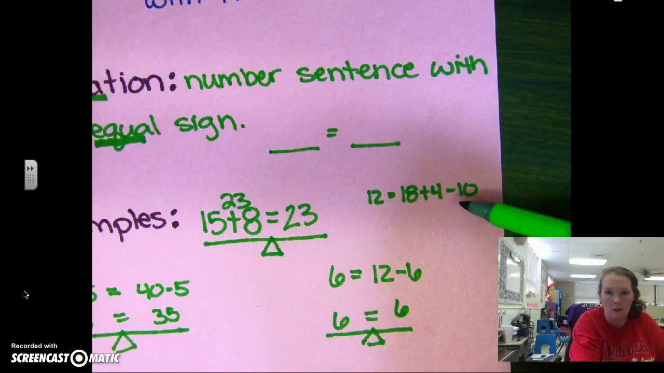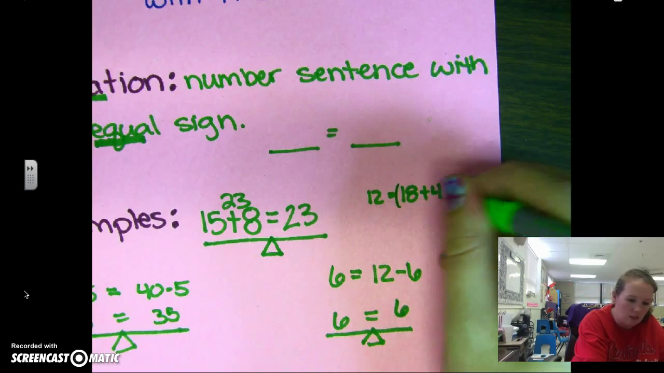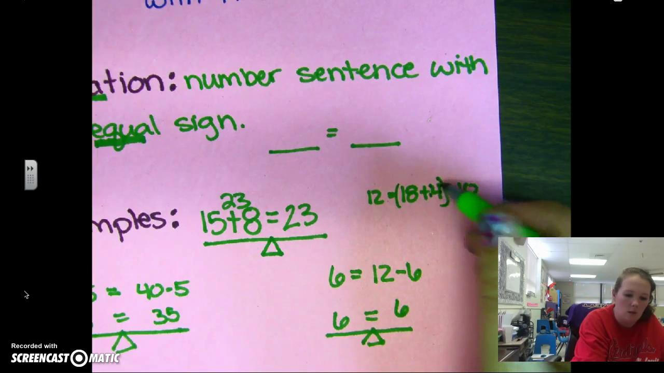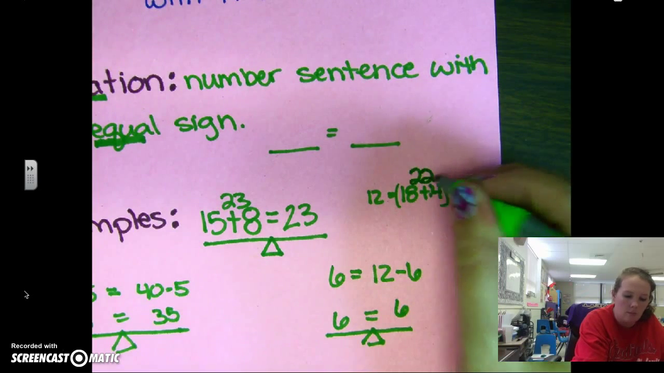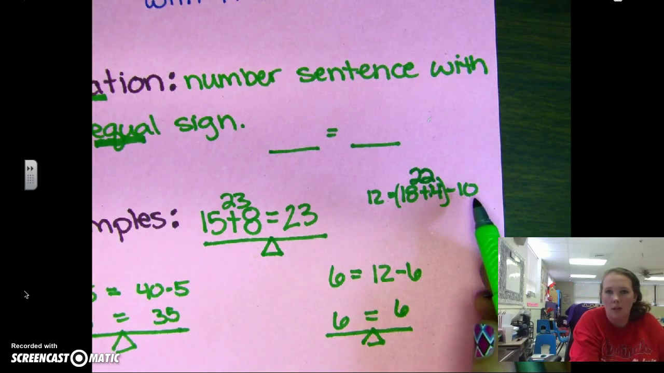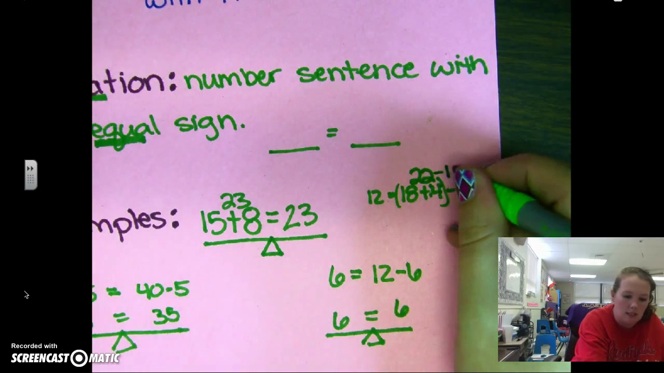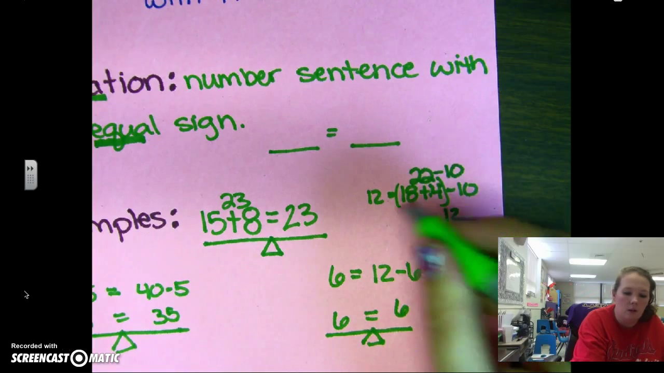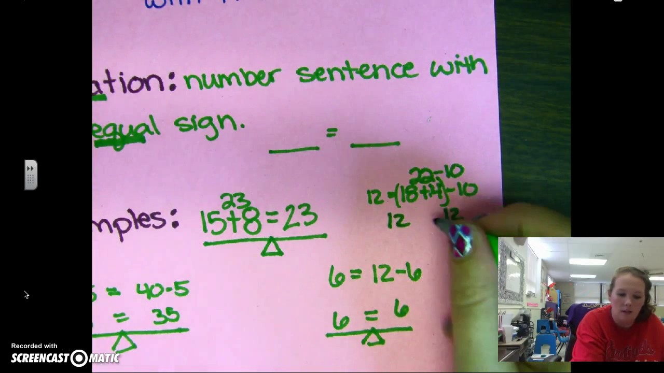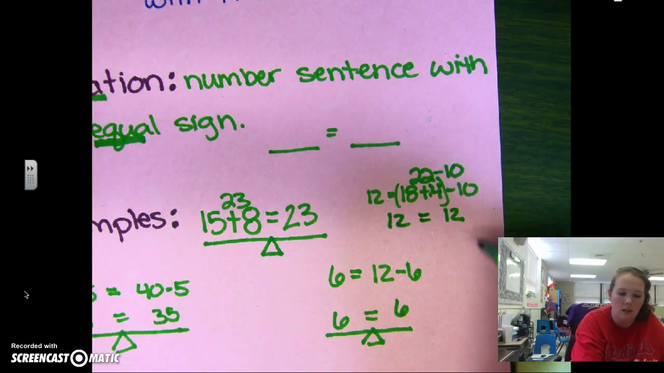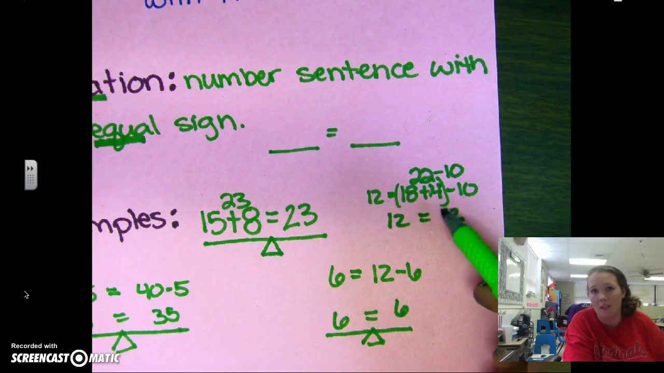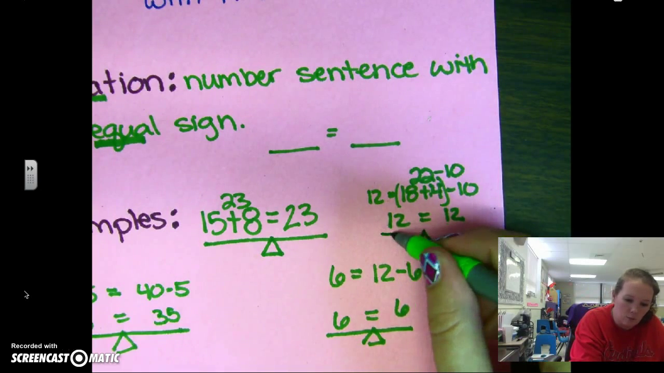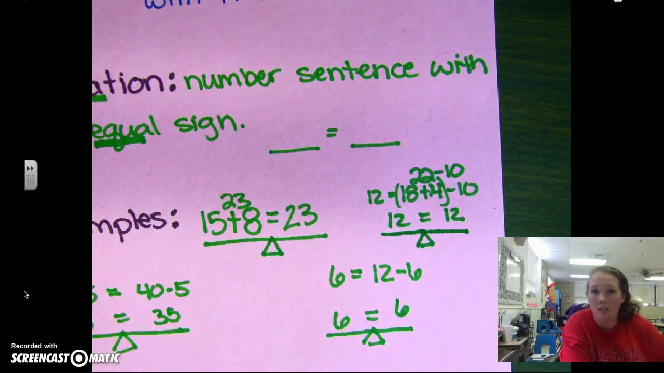But let's actually solve this. Let's start with 18 plus 4. 18, 19, 20, 21, 22. But I still have a minus 10 right here. So what is 22 minus 10? It's 12. So I have a 12 on this side of the equal sign and 12 on this side of the equal sign. So even though I had a lot more numbers on this side, it is still an equation because it's still balanced. I still have 12 on each side.